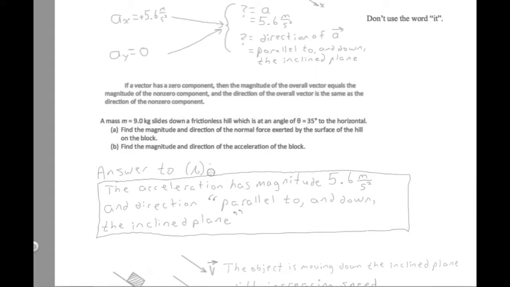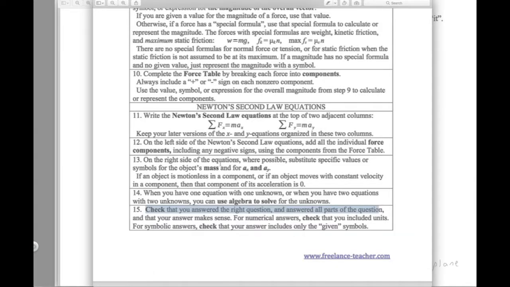And we can see that now we're finishing the problem because there's no part C. All right, so now we've checked that we answered the right question and all parts of the question. We've checked that our answer makes sense. I think we checked that we included units in our answer. This check is not relevant because this is for symbolic answers and our answer is numeric. Get in the habit of making these checks.